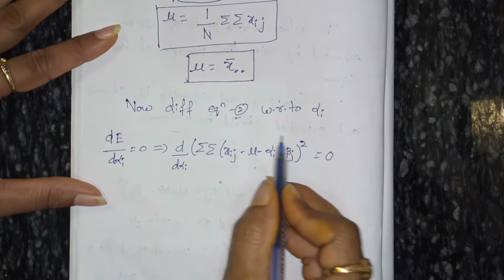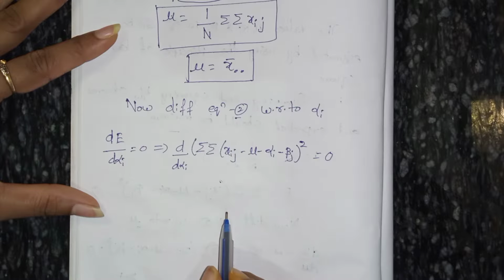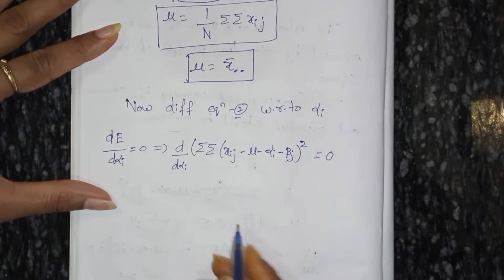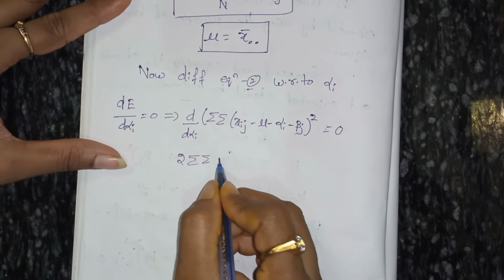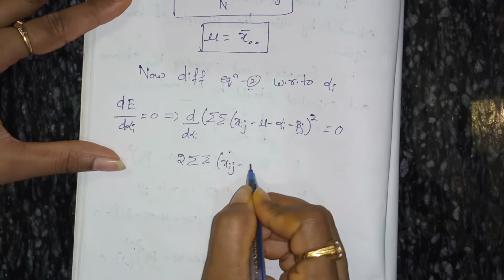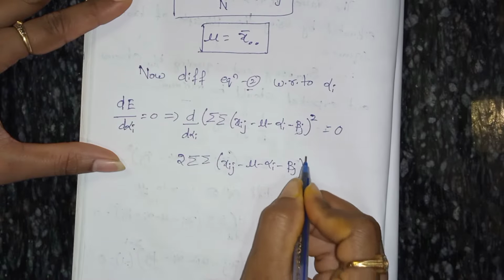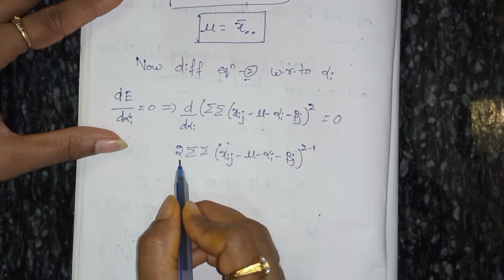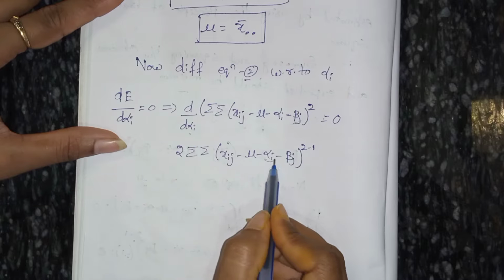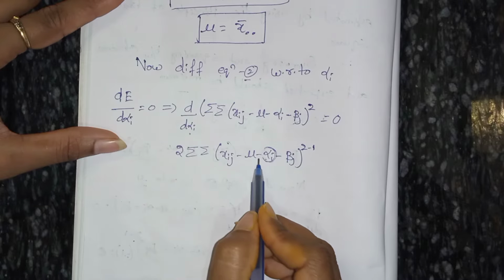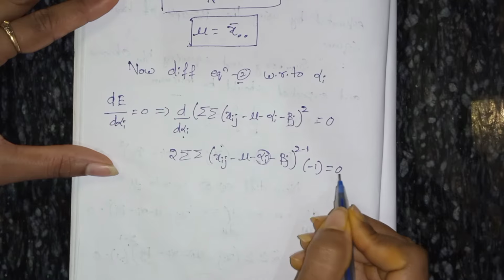So it is in the form of x square. So the derivative of x square is nothing but 2 into x to the power of 2 minus 1. That's why 2 into double summation (xij minus mu minus alpha i minus beta j) whole to the power of 2 minus 1. So we are going to differentiate with respect to alpha i. What is the alpha i coefficient? That is nothing but minus 1. So minus 1 equals 0.